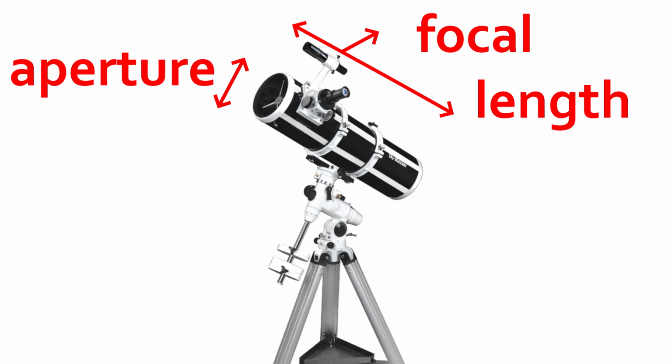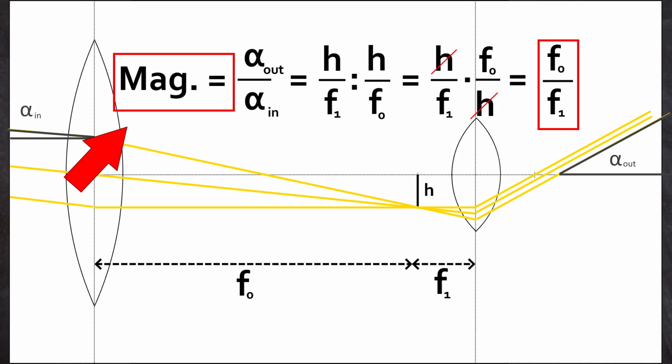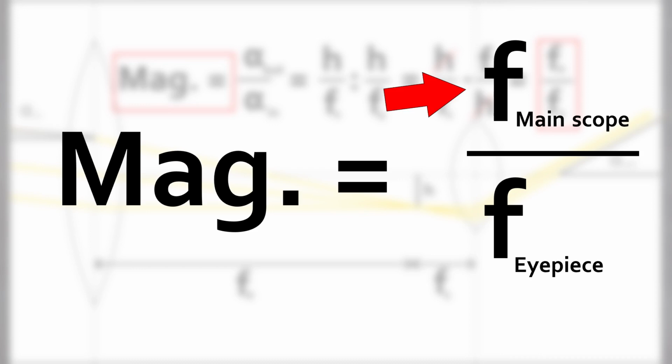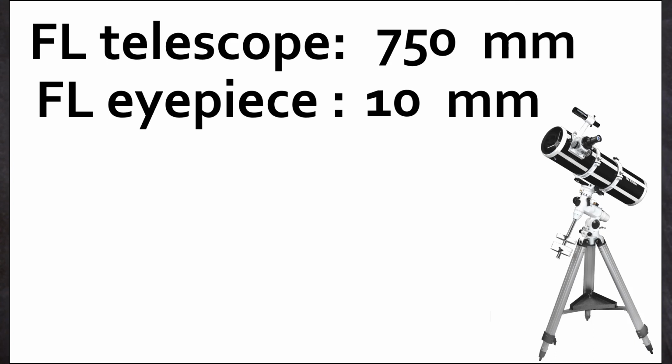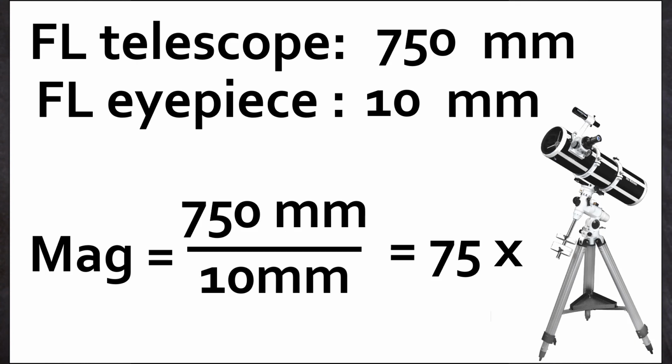We concluded that in visual astronomy the magnification, or the field of view, in other words the patch of sky you see through your scope, is calculated by the focal length of your telescope divided by the focal length of your eyepiece. Okay, example. My Newtonian telescope has a focal length of 750 mm. In combination with a 10 mm focal length eyepiece, that will give me 750 divided by 10 equals 75 times magnification, compared to the FOV of the human eye, of course.